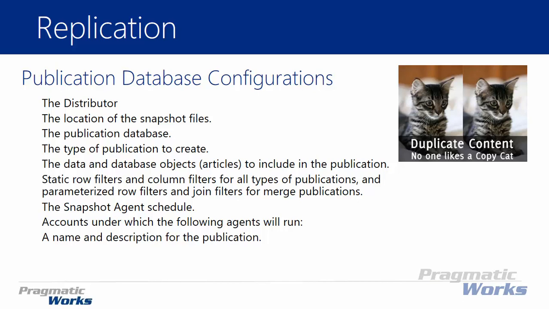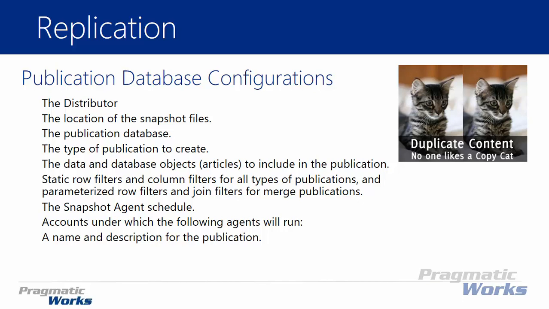We can define which data and database objects, also known as articles, to include in the publication. We can have static row filters and column filters for all types of publications, and parameterized row filters and join filters for merge publications. So it's things to keep in mind when you set up your publication. We can also define the snapshot agent schedule. If we're going to have a snapshot published every so often so that we have it available in case there's issues on the subscriber, we can schedule that.